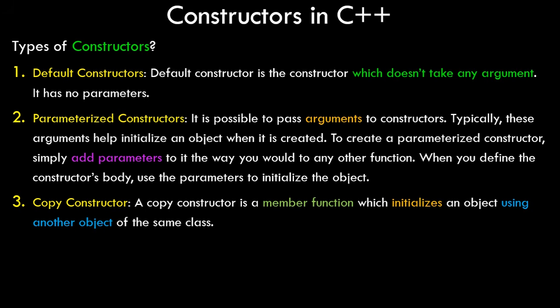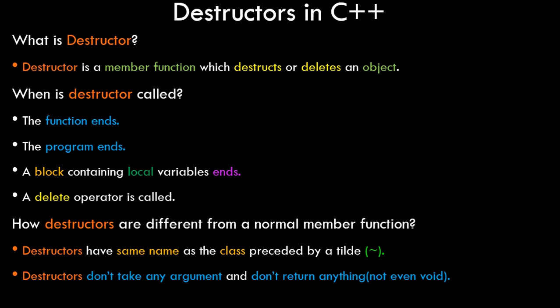Okay, so moving ahead, let's go to what destructors are in C++. So destructors, as the name suggests, is a member function again, which destructs or deletes an object. So it is exactly opposite to what a constructor is. A constructor is used to initialize and construct an object, and destructor does the opposite, which destructs or deletes an object. So when is a destructor called?